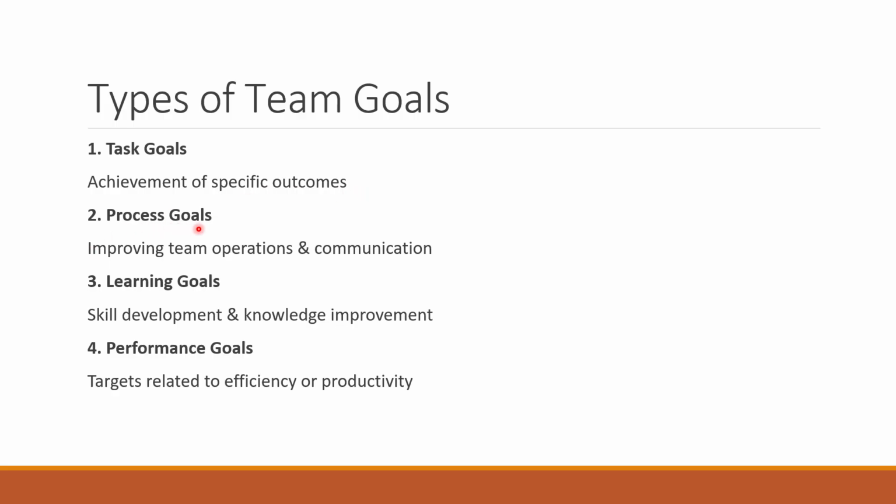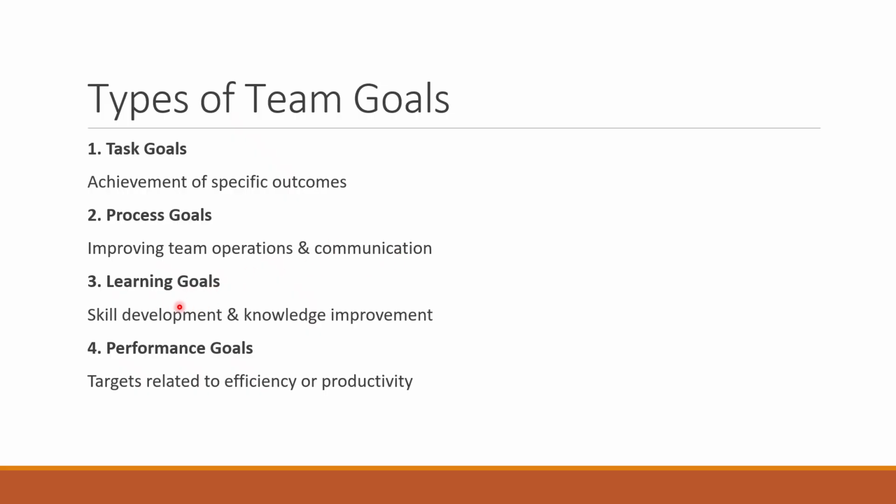Next are process goals. These focus on improving how the team works. So we are improving the team operations and the communication, by improving communication and reducing, let's say, meetings from 5 per week to 2, right? Now, to improve communication, we used to have a lot of meetings. What we do is reduce them from 5 to 2 per week, so that we are also able to improve the operations.